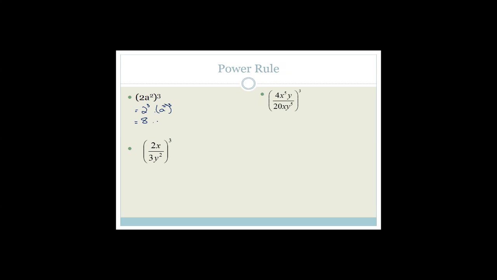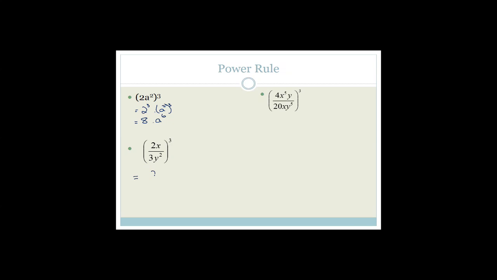Then we've got a, and remember, what do we do here? We multiply across the bracket. So it becomes a, 2 times 3 is 6. So it's a to the 6, 8a to the 6. Now let's look at this example. Again, remember that this 3 applies to everything inside the bracket. So we're going to take it nice and slowly.